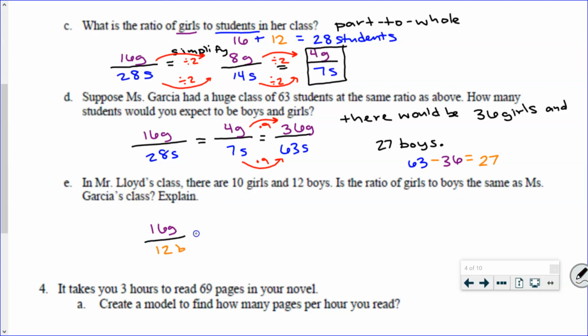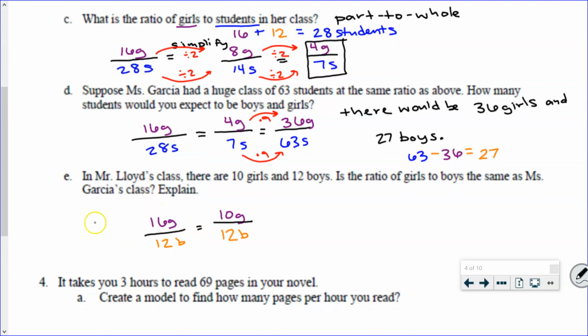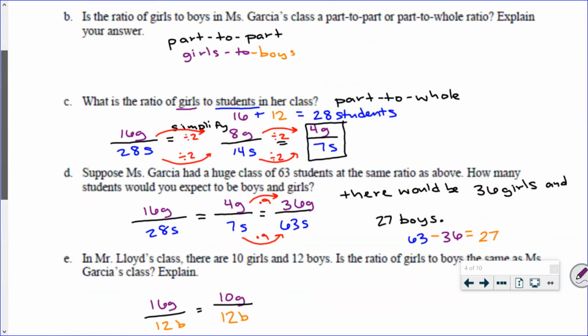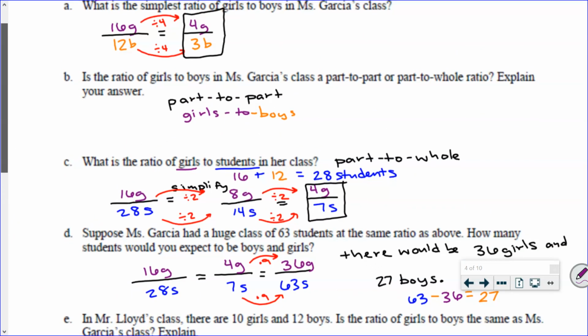And I realize, oh man, this is hard to compare this ratio because how does a 16 change to a 10? How does a 12 change to a 12? Is this the same? Do I need to use a simplified ratio for this problem? Let's see the hands. Allie, why do I need to use a simplified ratio? Yeah, it's not simplified, and we've already done the work to use a simplified ratio. We created that, so why not use it, right?